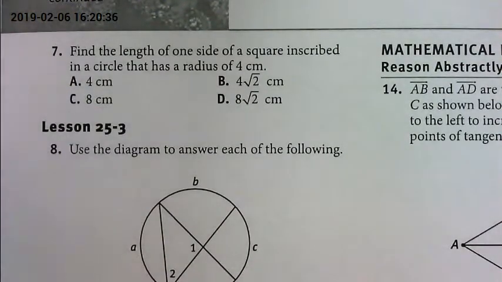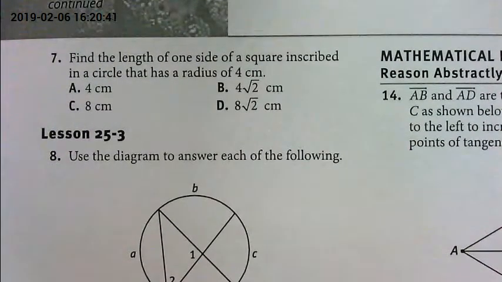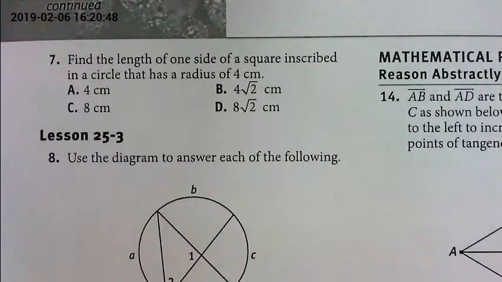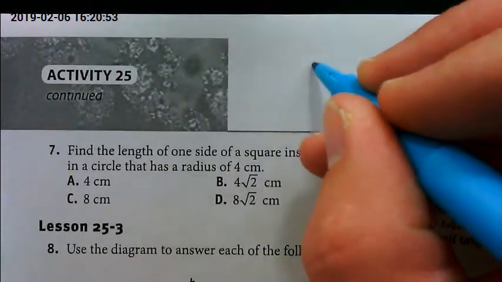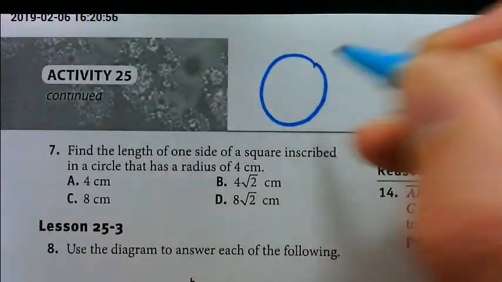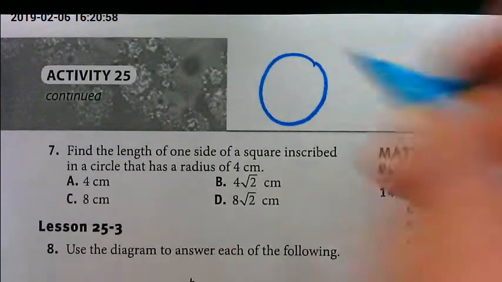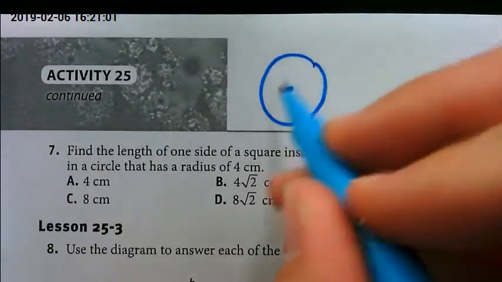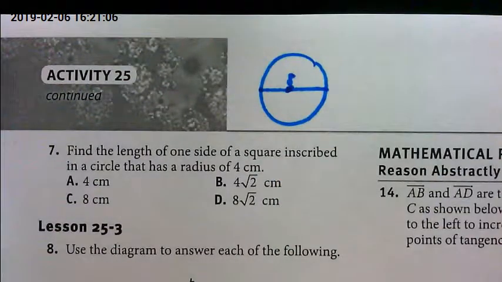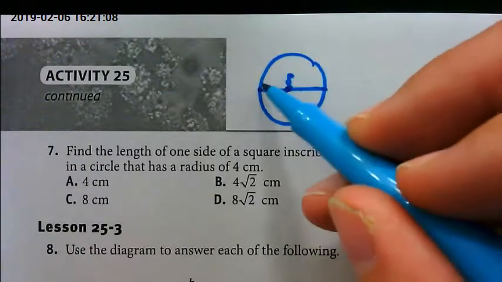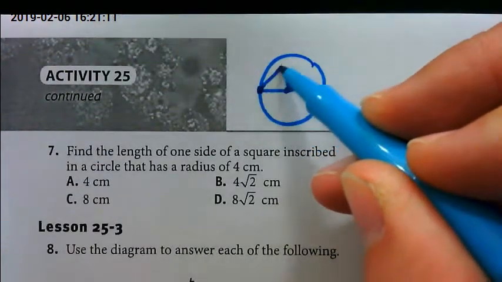All right. On 7, find the length of one side of a square inscribed in a circle that has a radius of 4 centimeters. So, on here, if I was to draw a circle, I'm going to draw it up here. The radius is 4 centimeters. What would that make the diameter? 8. So, all the way across is 8. Now, I'm going to use that to help with my square.